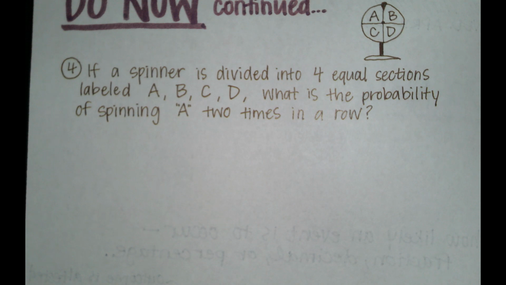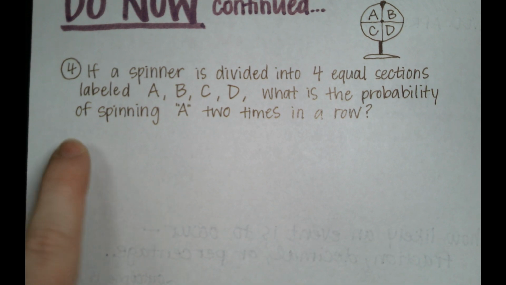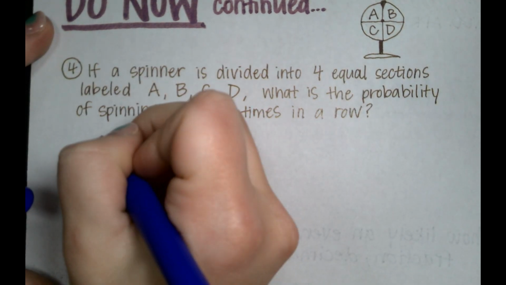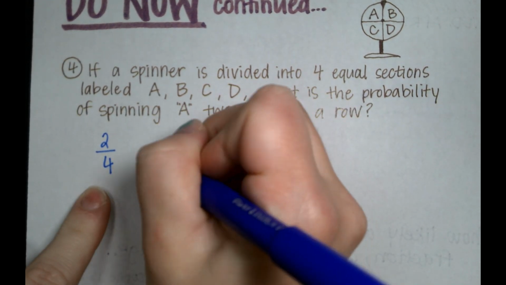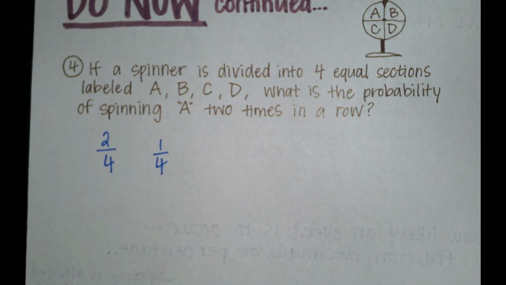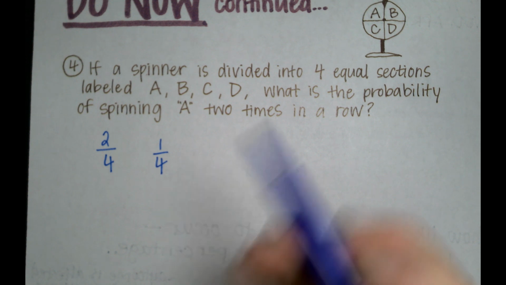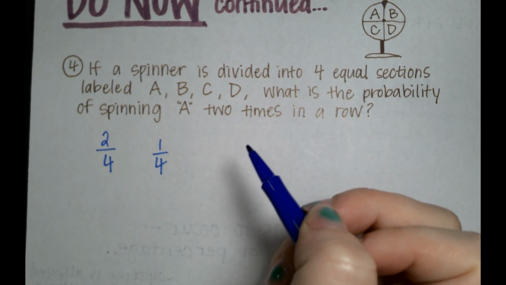Does anybody have any idea about how we would find this probability before I teach it to you? 2 out of 4? Could be. That's a good guess. I'm going to put that down. 2 out of 4. What were you thinking, Lisa? 1 out of 4? Okay, 1 out of 4, 2 out of 4. You just write, if you want A, it's 1 out of 4, and you multiply it times the number of. So if you're spinning twice in a row, that'd be 1 out of 4 times 2.